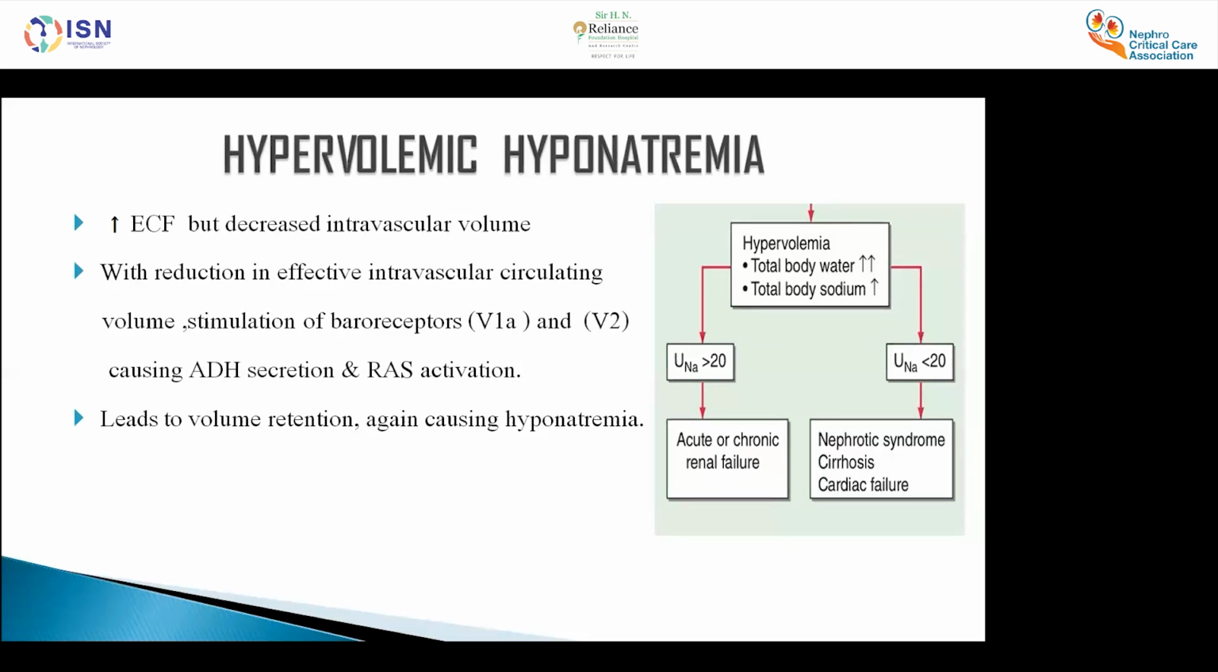So hypervolemic hyponatremia can again be differentiated into two depending on the urine sodium. If urinary sodium is more than 20, then it could be due to acute or chronic renal failure, and if urine sodium is less than 20, then it could be due to nephrotic syndrome, cirrhosis, or cardiac failure. Characteristically, the urine sodium in these three conditions is far less, approaching less than 10 sometimes.